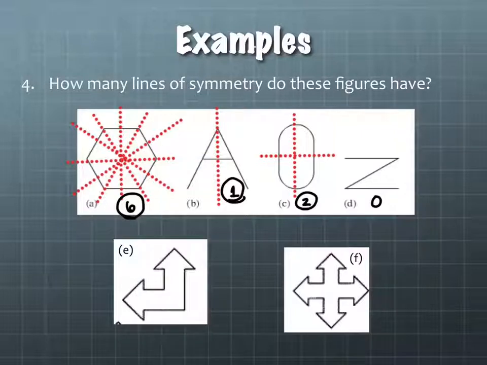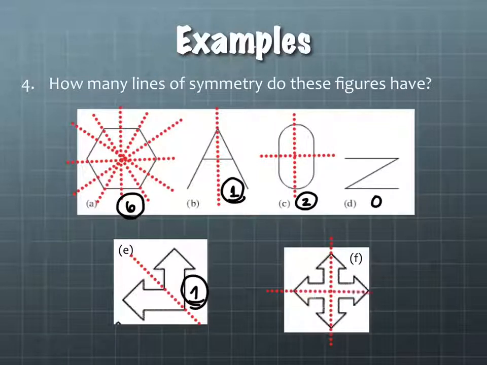Okay, diagram E. How many? 1. Where is it? Yeah, it cuts between the 2 arrows like this. There's 1 line symmetry here. And how about the all directions symbol or whatever it is? There are 4. Good job. We have the horizontal and the vertical, and then we have the diagonals. It's actually a very similar diagram to a square in the sense of symmetry. So there are 4 lines of symmetry on that one.